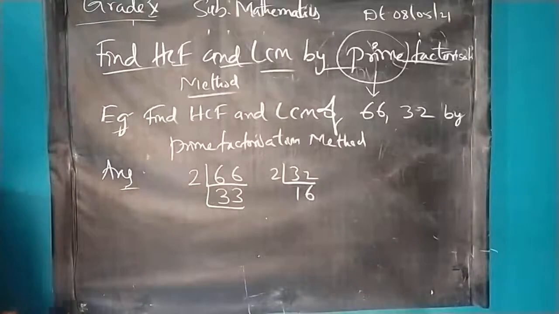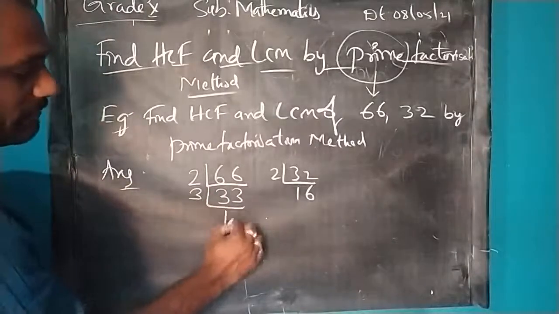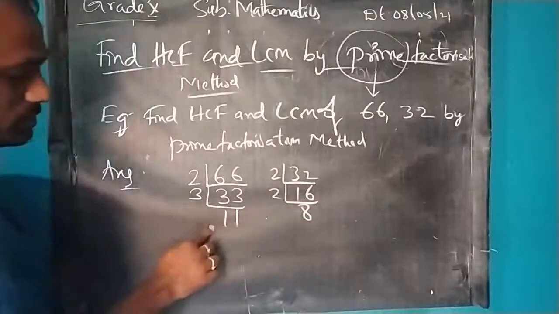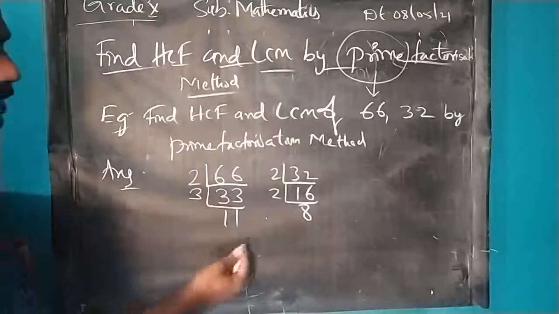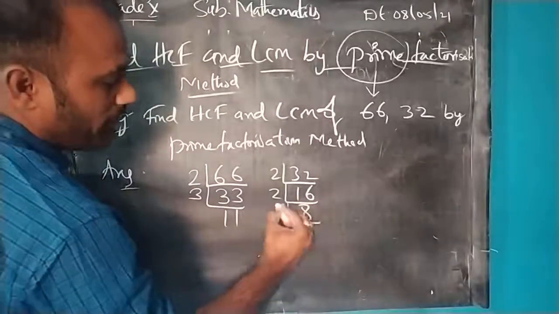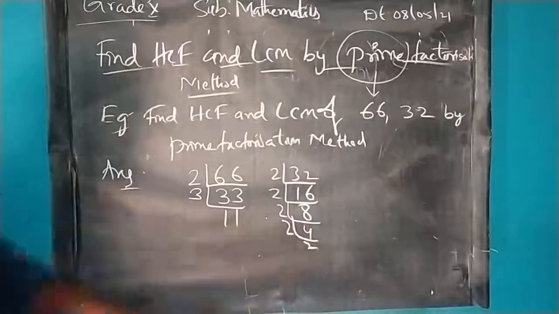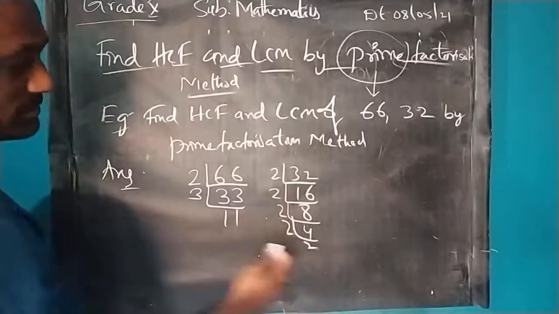Now it will not go with the 2 table. The next prime number is 3, so we'll go with 3. 3 it will go 11 times. So 11 is the prime number. If we get a prime number, we need to stop the process. For 32, it is not a prime number, so we can go with 2 16s and 2 8s, 2 4s and 2 2s. Now we got a prime number, we can stop here. Everywhere we have to look only at the prime numbers.